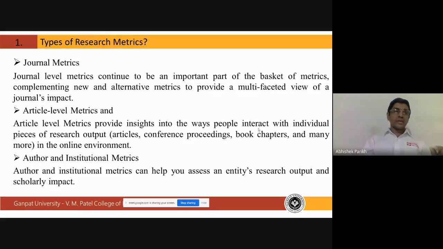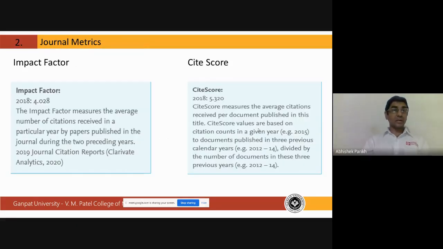We'll go into more detail on author metrics rather than journal level or article level, because nowadays the research scholar's profile is very important to show that he or she is doing qualitative research and really contributing to the world of research. So let me start with the journal metrics.